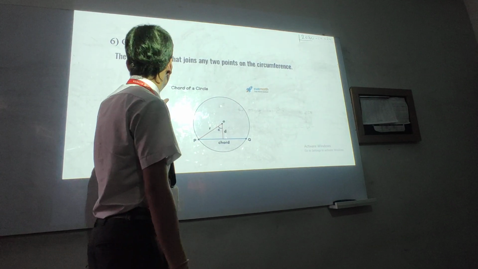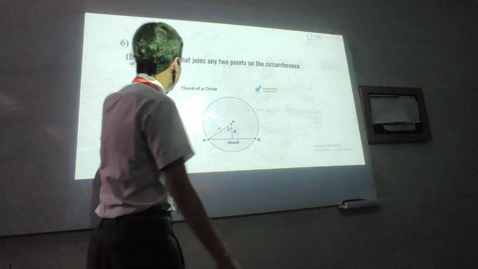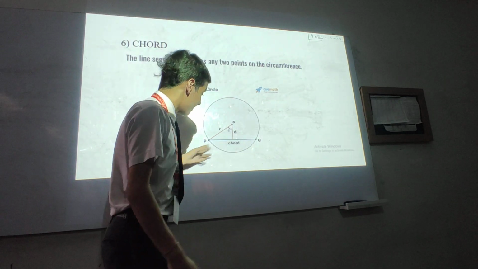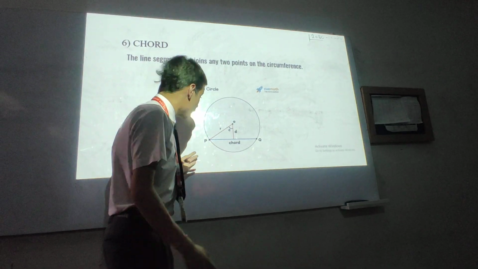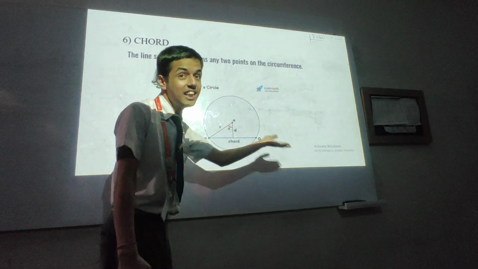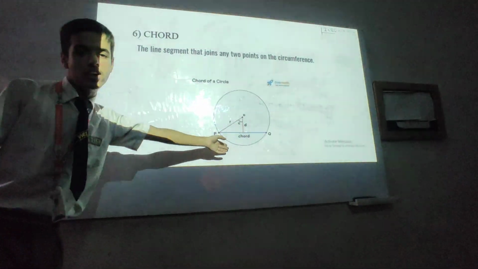I defined chord in the diameter part also, but the line segment that joins any 2 points on the circumference, P and Q. The line between P and Q joins P and Q, but it does not pass through the center. It passes through any 2 points. So it is a chord. It is a chord.